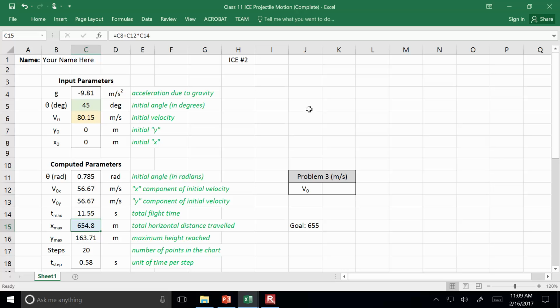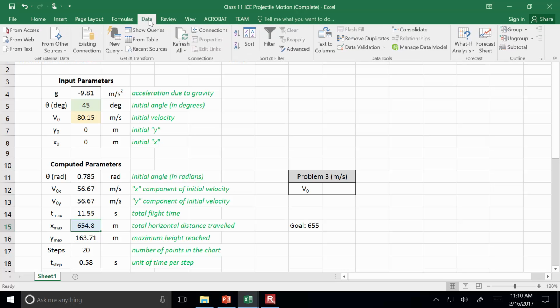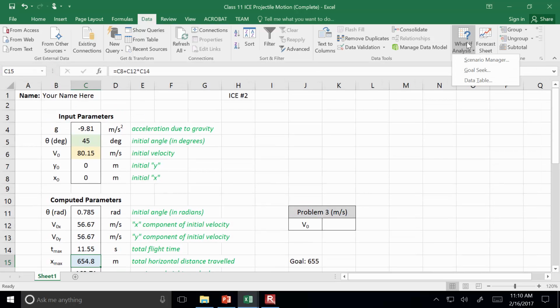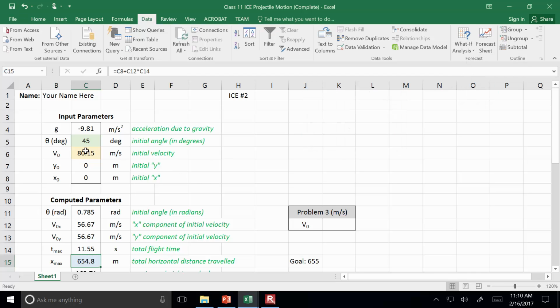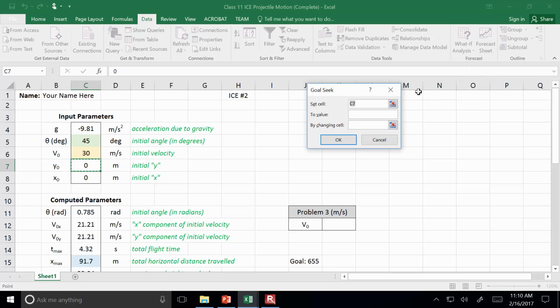So one of the nice ways that we can solve this is if you go to the Data tab, there is this What If Analysis under Forecast. Click on What If Analysis, and then we're going to use the Goal Seek tool. So pretend like you don't already know the answer. Let's put this initial velocity back to 30. And instead of typing that in ourselves over and over, we'll use What If Analysis, Goal Seek.